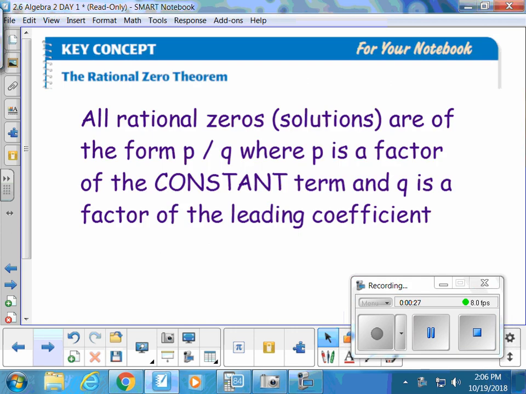All right, go ahead and jot this down. The rational zero theorem. All rational zeros, solutions, are of the form P over Q, where P is a factor of the constant term and Q is a factor of the leading coefficient. So as you're writing that down, I'm going to come up with a formula or an equation that we can look at together.